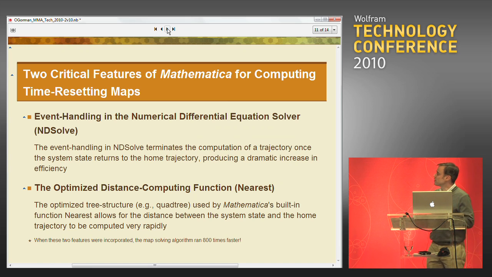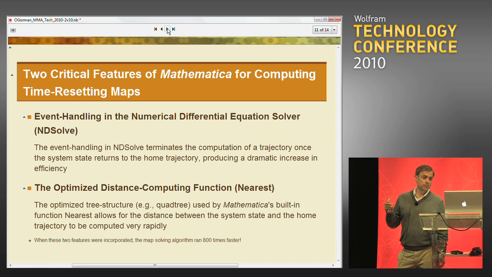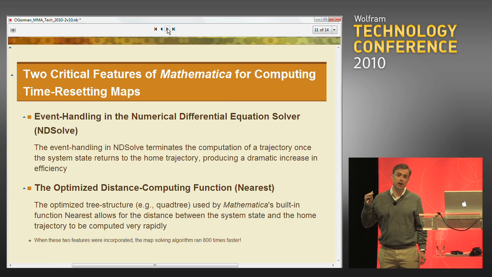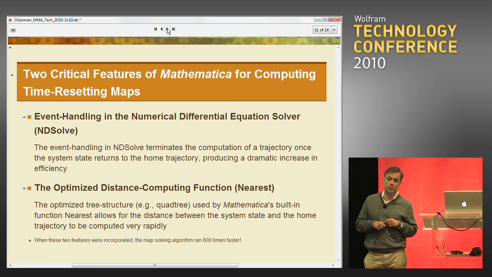Andrew Moylan worked with me last summer, and there are a couple of features that vastly improve the performance of this. They're really critical things that, when I incorporated them, sped up my algorithm by 800 times. One is event handling. It's really important in this problem for the differential equation solution progress to be continuously monitored, because you want to stop integration as soon as you join up to the home path, or else you're wasting computational time, like my old algorithm did.